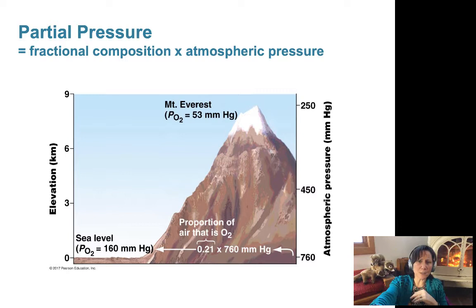So if you multiply 0.21 by atmospheric pressure at sea level, you can see here it's 160 millimeters mercury. But at the top of Everest, replace this value here with 250, and it comes out to 53 millimeters mercury. So clearly, the partial pressure at the top of Mount Everest is much lower than at sea level, and you're going to have a very hard time getting oxygen to cross into the body.